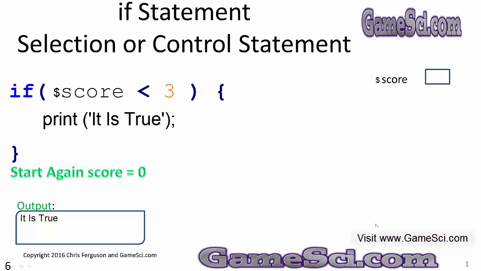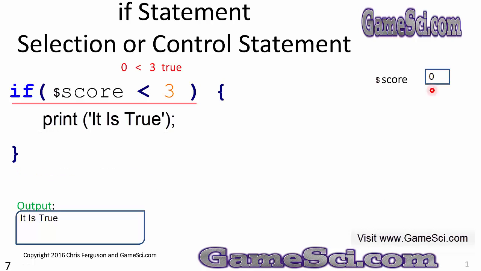Fairly simple. Let's go again with score equal to 0 this time. So I'm going to update the variable score to 0. And when I run the code now, score, you can see has the value 0 in the variable. When I extract it and do score less than 3, 0 less than 3 will evaluate to true. And when it's true, what happens? We go inside the code and execute system.out.println it is true. And you can see once again, it is true is shown up on the output for a second time.